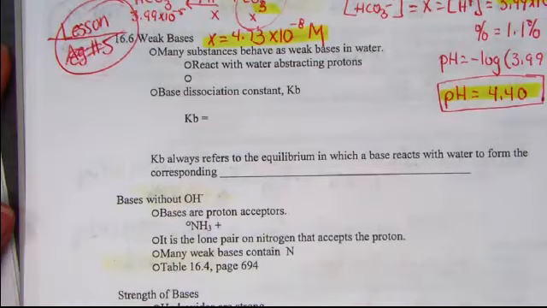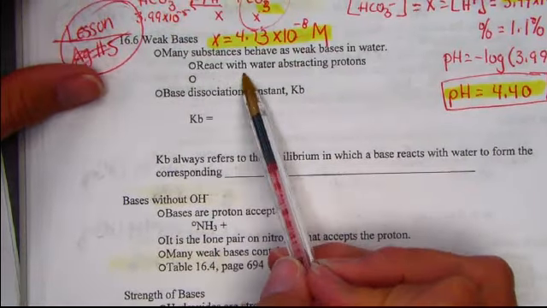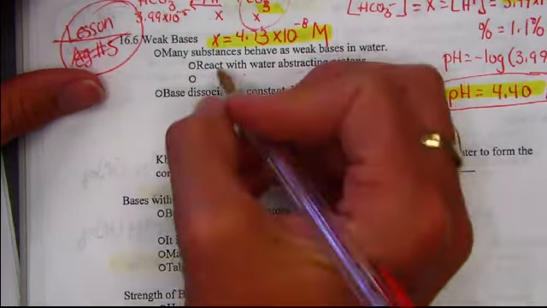In this lesson, we pick up with a topic on weak bases. There are many similarities between weak acids and weak bases in terms of mathematical expression, but remember that when acids ionize, they release the hydrogen ion. When bases ionize, they release the hydroxide ion. So weak bases, when they are placed into water, abstract protons, remove protons, steal them away.